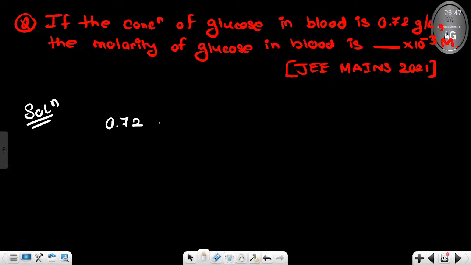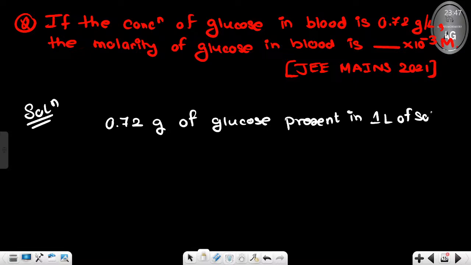Since it is given in gram per liter units, 0.72 gram of glucose is present in 1 liter of solution. Okay, so 0.72 gram of glucose present in 1 liter of solution. Now I have to find out the molarity. So the volume is 1 liter, then I have to find out the number of moles.